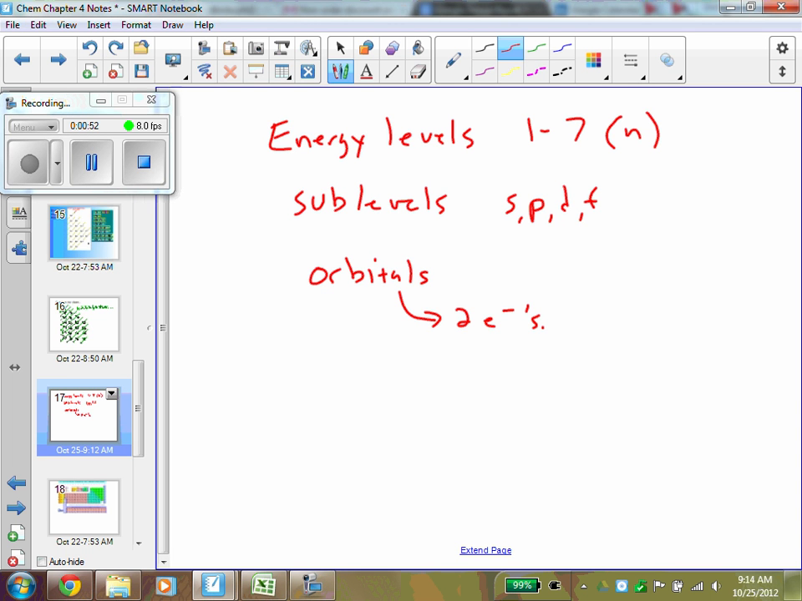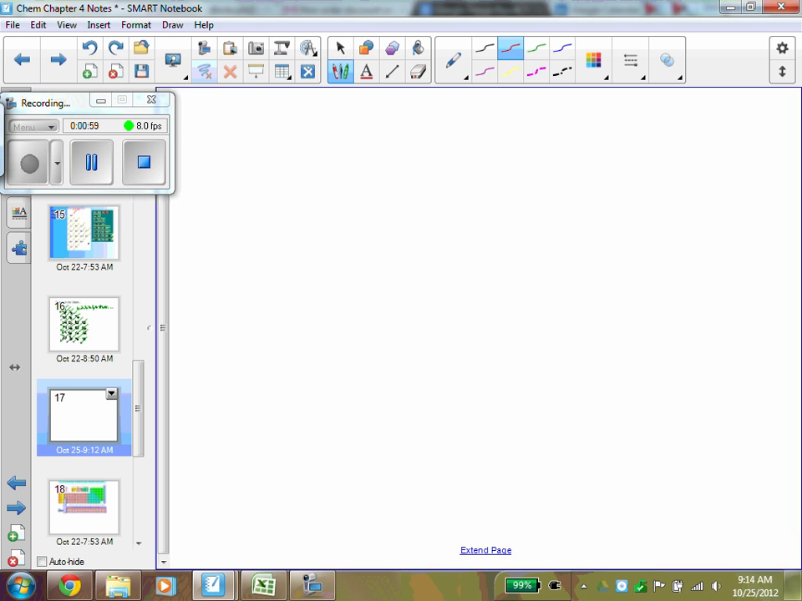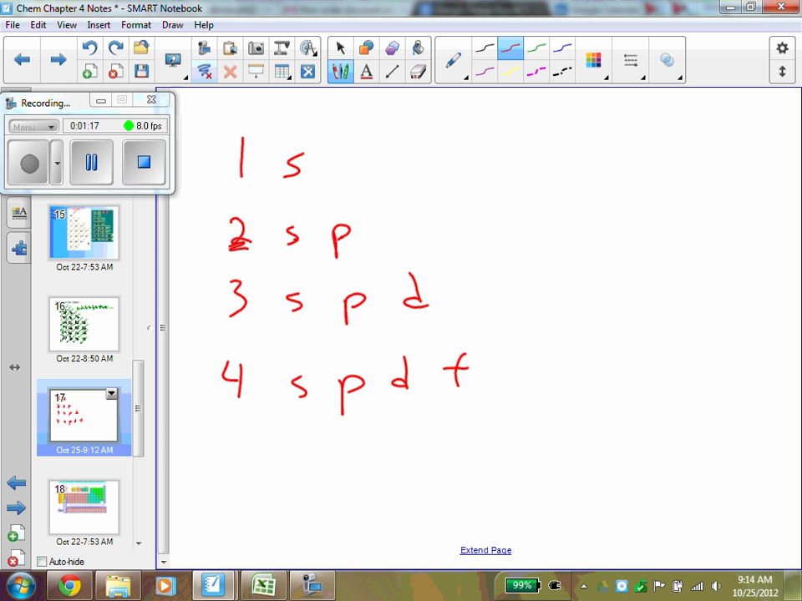Let's discuss how many sublevels are in each energy level and how many orbitals are in each sublevel. If you have energy level 1, you can only have the sublevel S. If you have energy level 2, you can have S and P. Notice there are 2 here for the number 2. Energy level 3 can hold S, P, and D, of course 3 sublevels. Energy level 4 can hold S, P, D, and F. And it starts to repeat here, S, P, D, F, and 6 is the same. So that's the breakdown of sublevels per energy level.